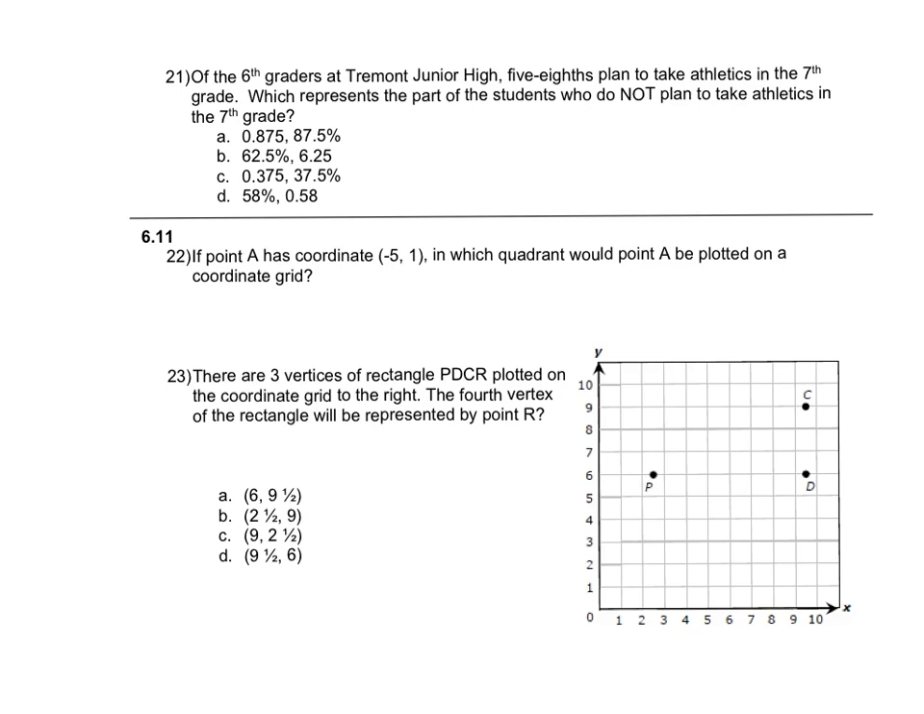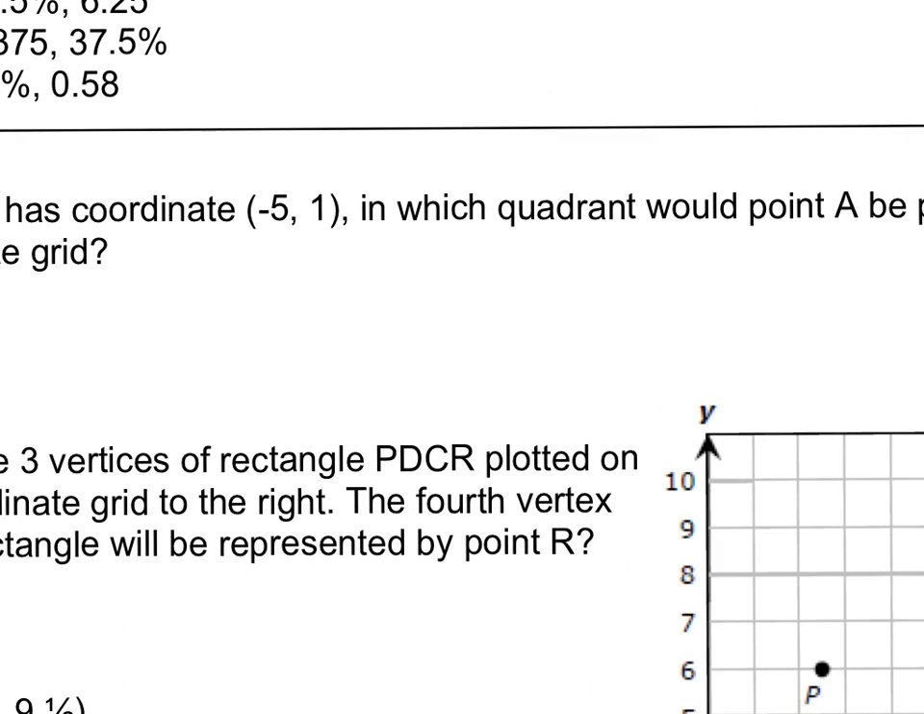So starting with question 22, if point A has a coordinate of negative 5 and 1, in which quadrant would point A be plotted on the coordinate grid? So if I thought of my coordinate grid here, and over here I had plus plus, here I would have negative plus, and this quadrant, I would have negative negative. And in this quadrant, I would have positive negative.